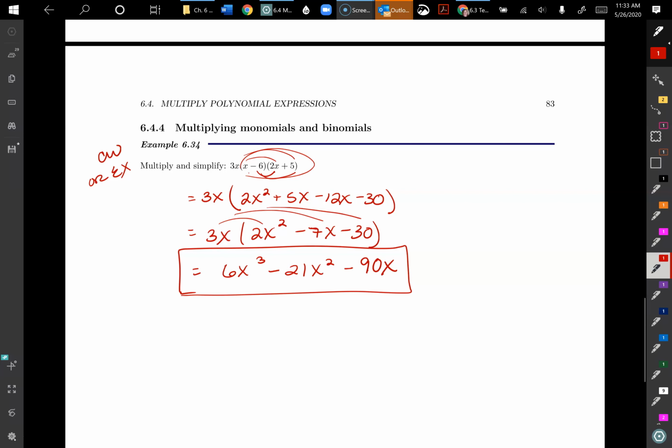We do review this whole thing again more intensely with bigger polynomials and stuff like that. So you'll definitely get more practice with that. So make sure you get the foundational skills.